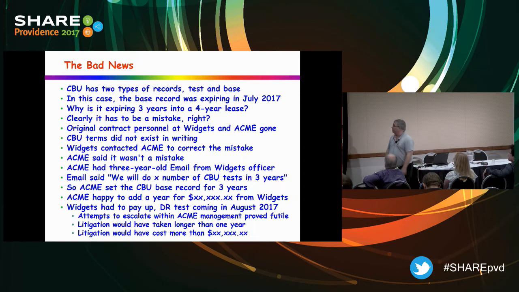Why are they expiring? Turns out that CBU has 2 types of records. You've got a base record and you've got test records. In this case, the base record was what was expiring in July of 2017. I was like, why is it expiring 3 years into a 4-year lease? That's got to be a mistake. Right? Well, turns out that all the original contract personnel at both Widgets and Acme were now gone. Okay, so nobody knew about the contract.